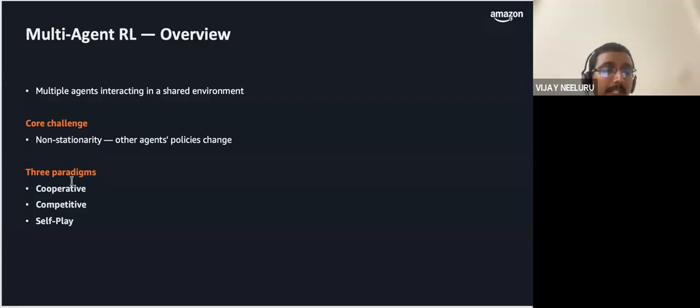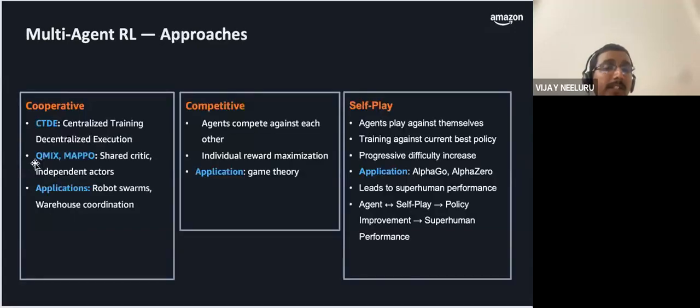Given that in a multi-agent system agents interact with other agents, we have different types of environments. One is the cooperative environment, where agents need to maximize the common benefit. For example, in a warehouse, robots must collaborate to load and unload packages efficiently. The second one is competitive. In this case, each agent wants to maximize its own benefit by minimizing the opponent's. And the third one is self-play. Let's discuss each of them in the next slides.